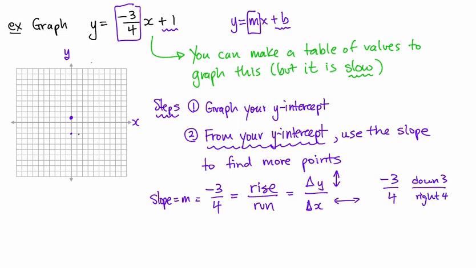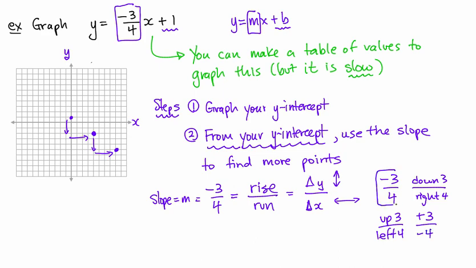So down 3, 1, 2, 3, right 4. And there's another point. Down 3, right 4. And I can't keep going because I go off of my graph. But if you can go down 3 and right 4, you should be able to go the other direction. So that would be up 3, like plus 3, and then left 4, and that would be minus 4.